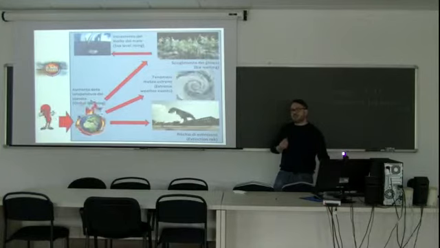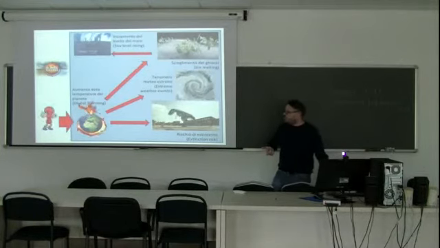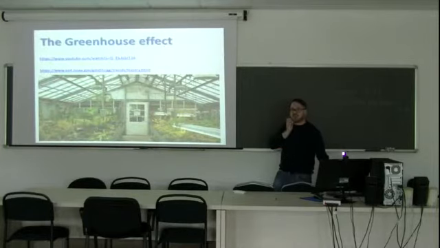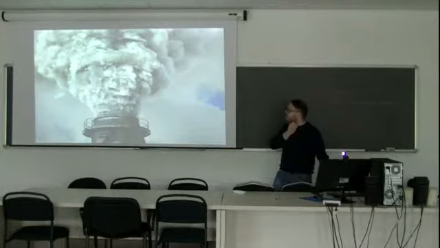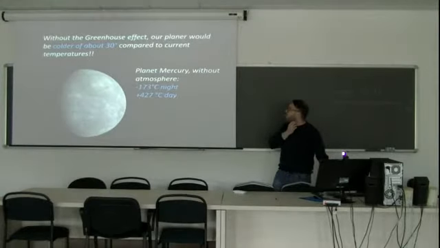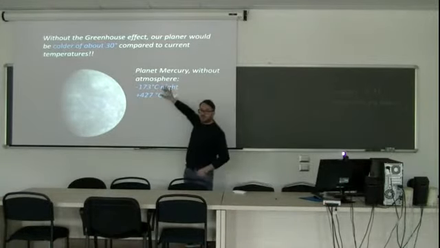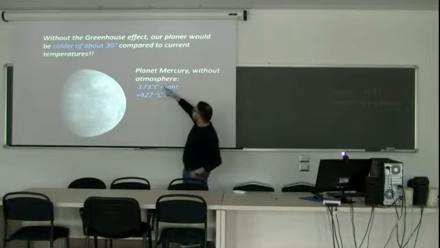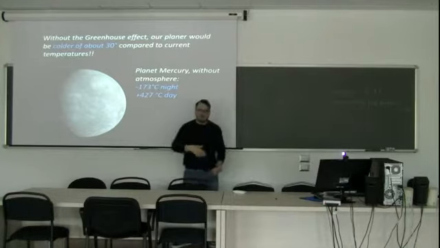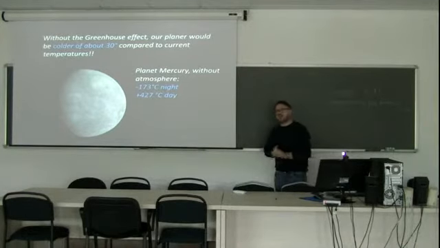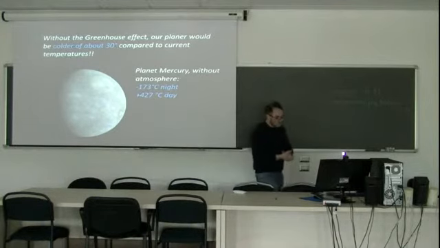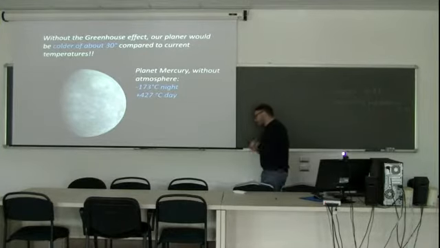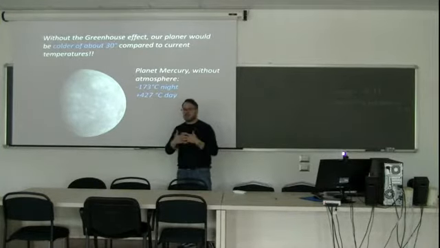But what is the first cause that creates the global warming? The greenhouse effect. The greenhouse effect is a positive effect caused by carbon dioxide, which allows life to grow on our planet. For example, the planet Mercury, without atmosphere, without carbon dioxide, has temperatures that can vary from more than 100 degrees below zero to 400 degrees above zero. So the carbon dioxide on our planet allows life.